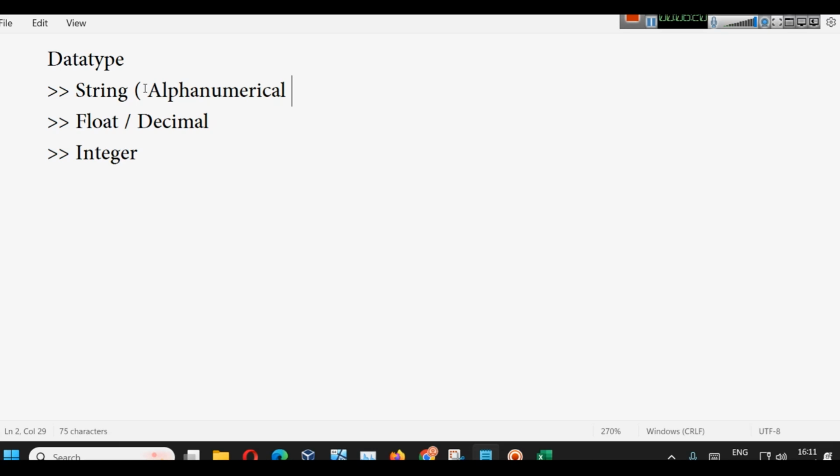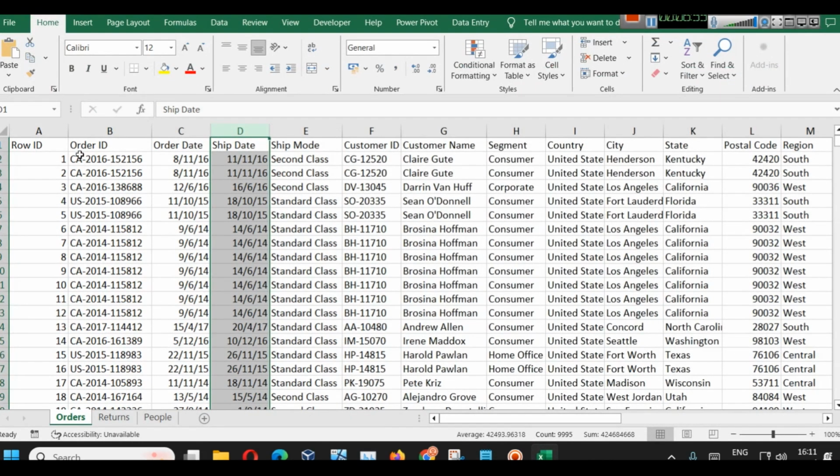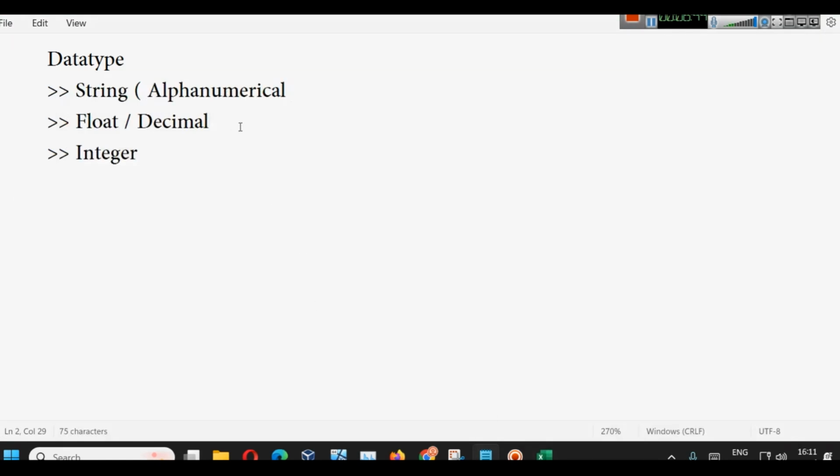So it can be alphabet, a combination of alphabets and numbers, right? For example, here if you will see order ID, so in order ID we have both alphabets and numbers. This is an alphanumerical field, a string. Here we only have alphabets, Claire Gute, the name. So this is also that, right? So string is alphanumerical, float, integer.